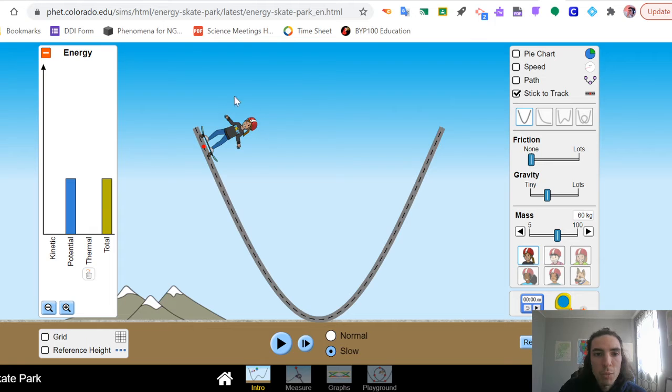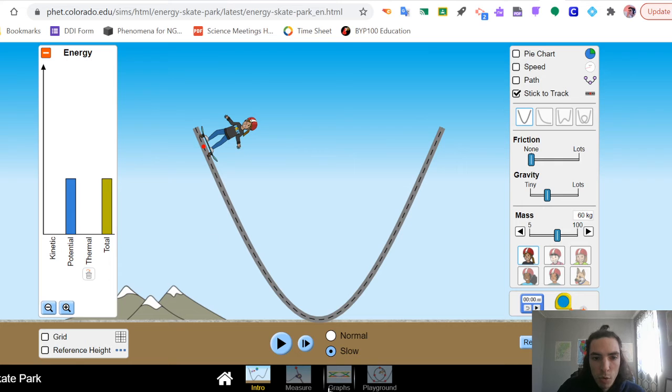So if we have this person on a skateboard here, we can see on these graphs on the left side of the screen, we have kinetic energy, potential energy, thermal energy, and the total energy. We'll talk more about what these different types of energy are, although some of you probably know from previous classes or experience. But for now, all we need to know is that kinetic, potential, and thermal energy are three different types of energy, and the total is just the sum of those three.